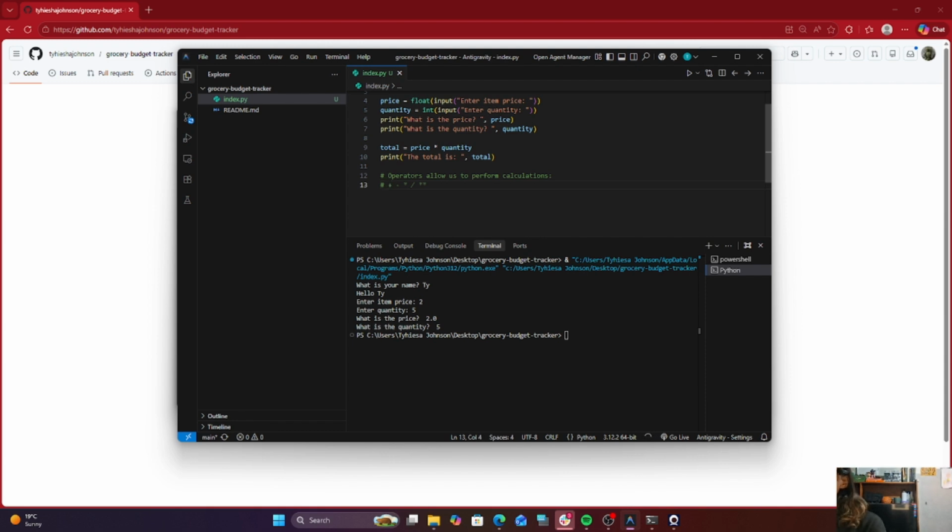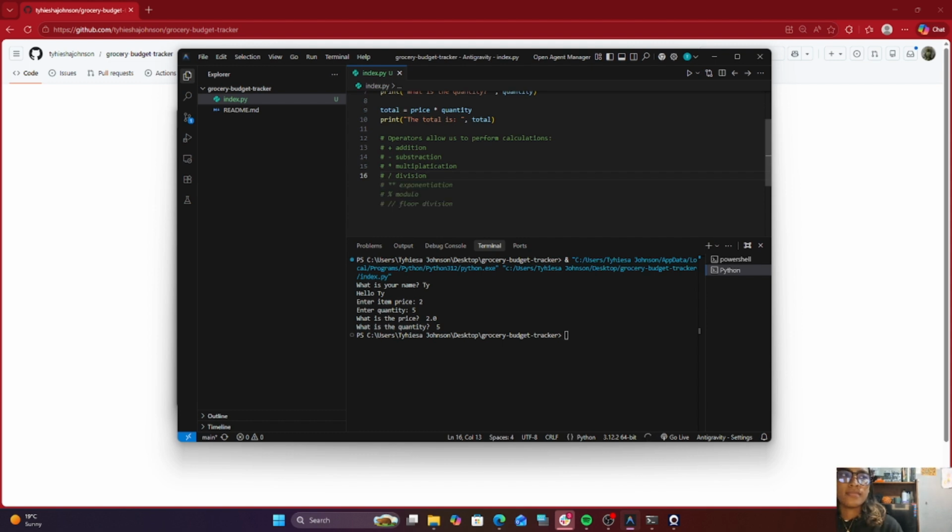We're going to say plus is addition, dash is subtraction, okay? Star is multiplication, and your slash is division, which is kind of dope.